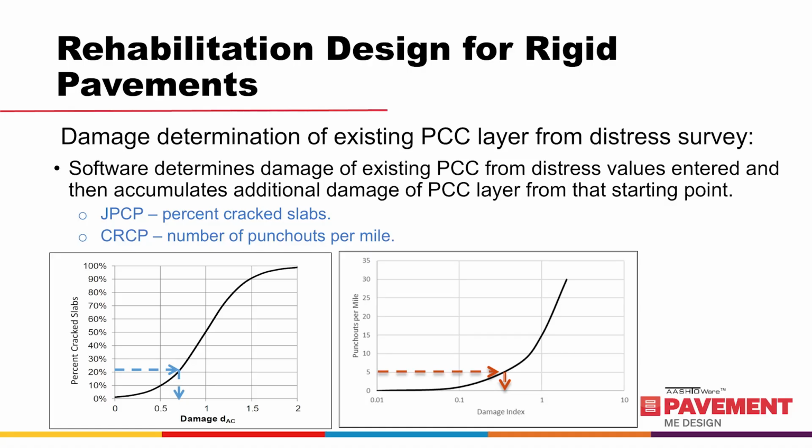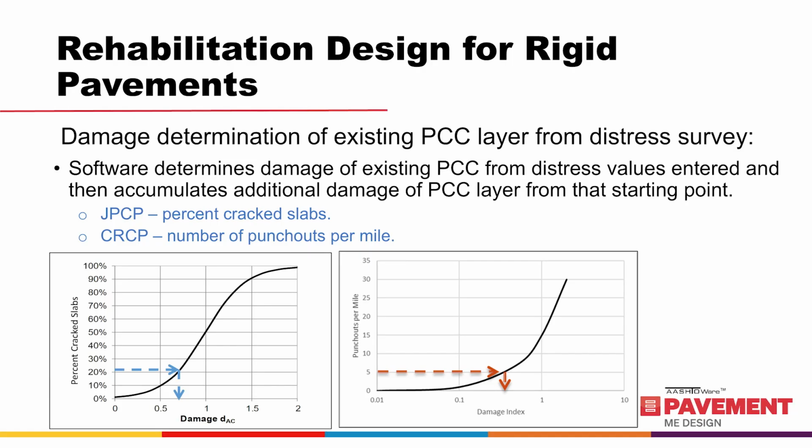The PMED software determines damage of existing PCC from distress values entered and then accumulates additional damage of PCC layer from the starting point. For JPCP, it is performed through percent cracked slabs, see the figure at the left. The percent cracked slab and/or repaired slabs are entered and the PMED software determines the in-place structural damage using the calibration curve between cracked slab and fatigue damage index.